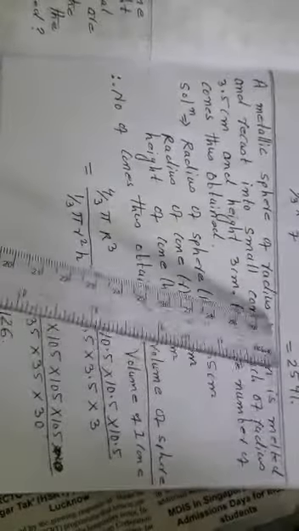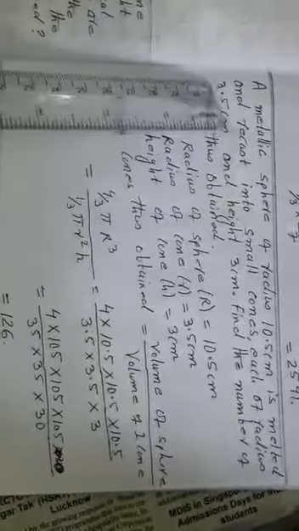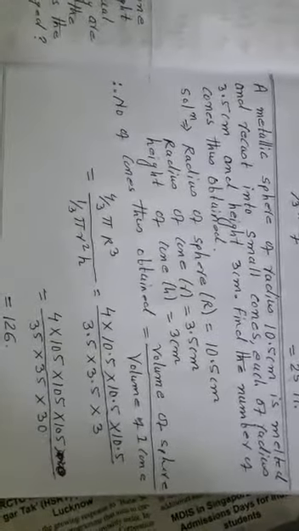Okay, next sum. A metallic sphere of radius 10.5 centimeter is melted and recast into smaller cones. You are melting a metal sphere and recasting it into smaller cones, each of radius 3.5 centimeter and height 3 centimeter. So find the number of cones thus obtained.